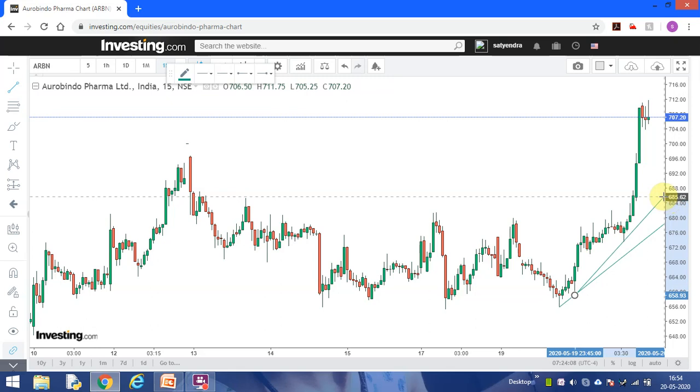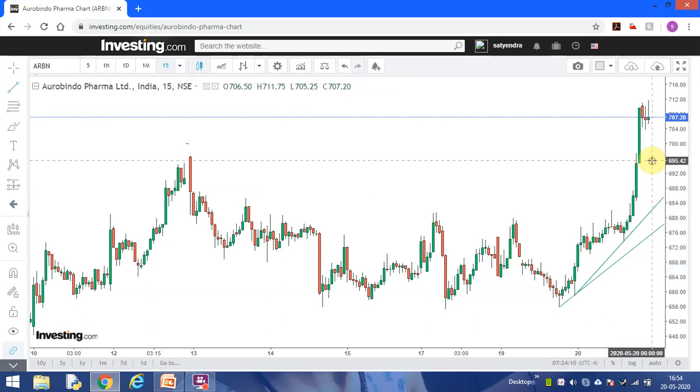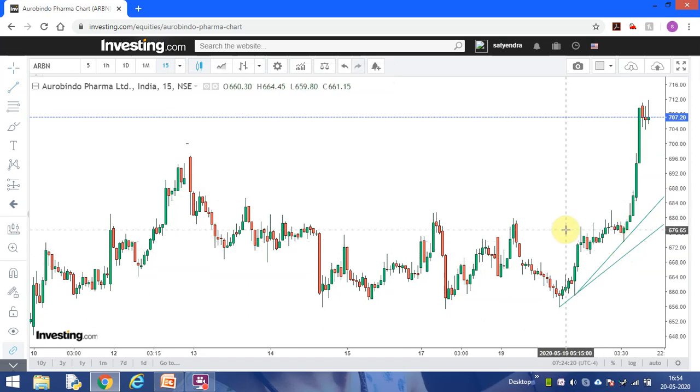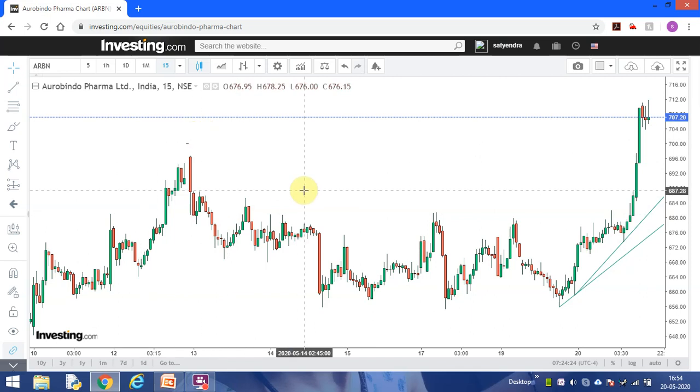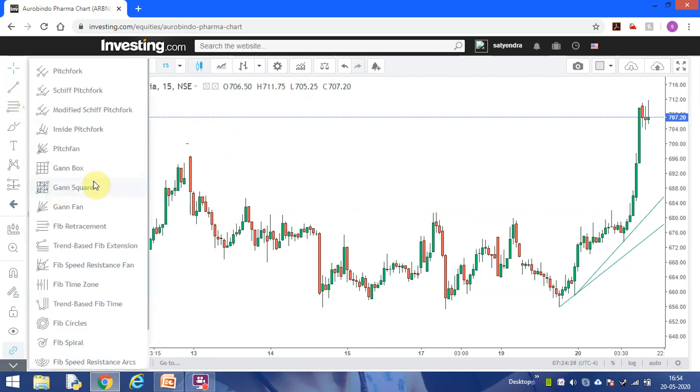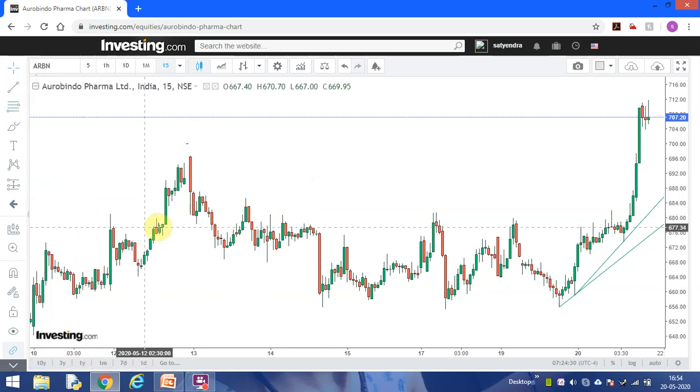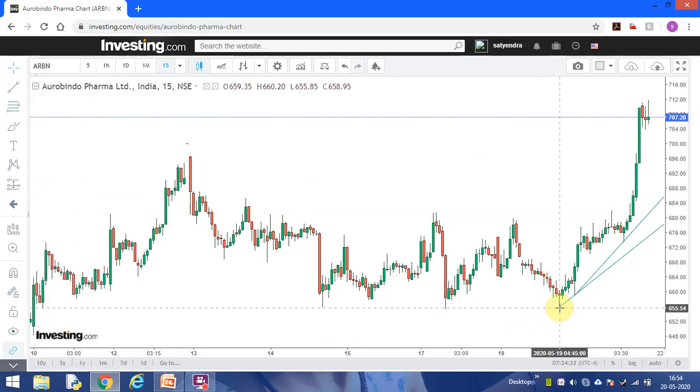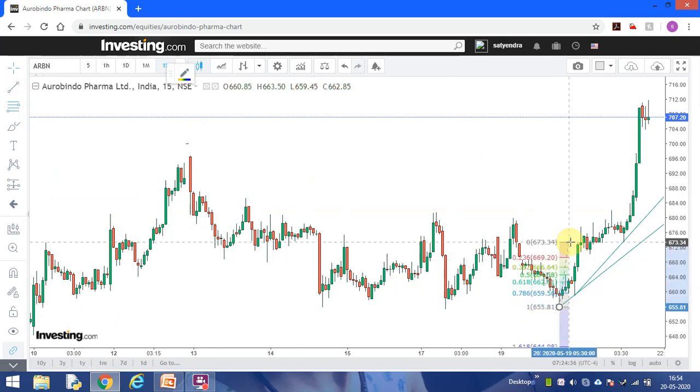Okay, so this is showing it is an uptrend. This first trend line is the main trend line. You can say this is the outer and this is the inner trend line. Okay, so now I am going to use Fibonacci. You see, this is Fibonacci. I am going to use Fibonacci retracement, and I will draw from here to this level.